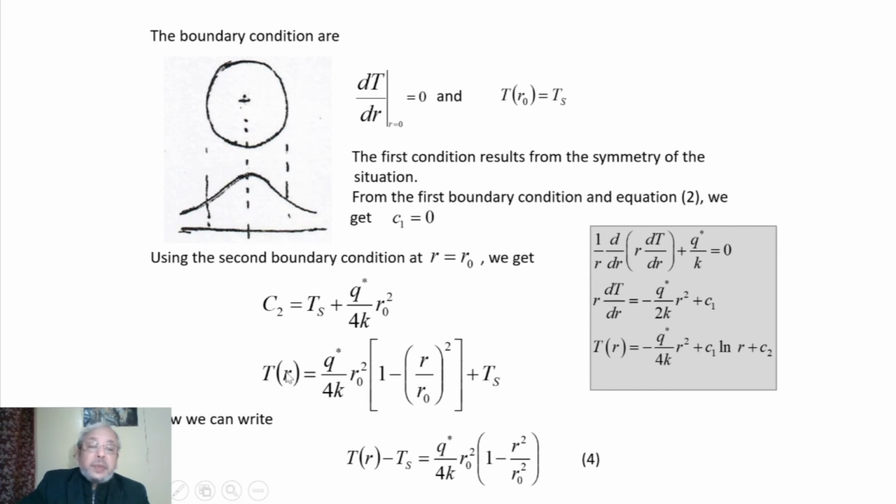So we can write the expression for T(r) as Q star by 4K R naught square into 1 minus r square by R naught square, plus Ts. We can rearrange the terms: T(r) minus Ts equal to Q star by 4K R naught square into 1 minus r square by R naught square. This is the final temperature distribution on the cross plane, that means the r-theta plane, of this cylindrical body.